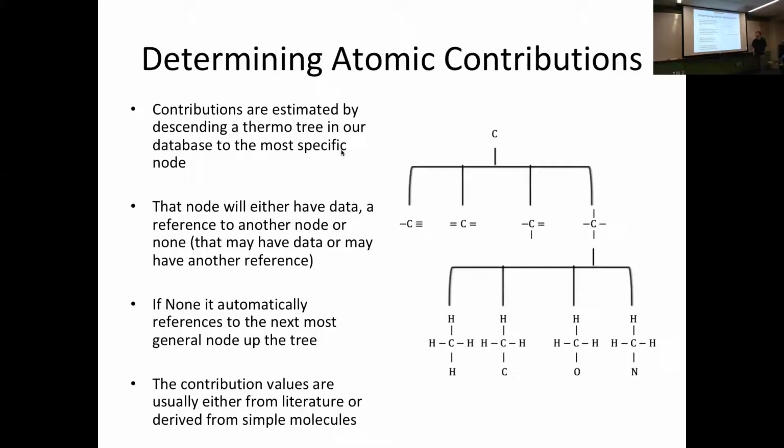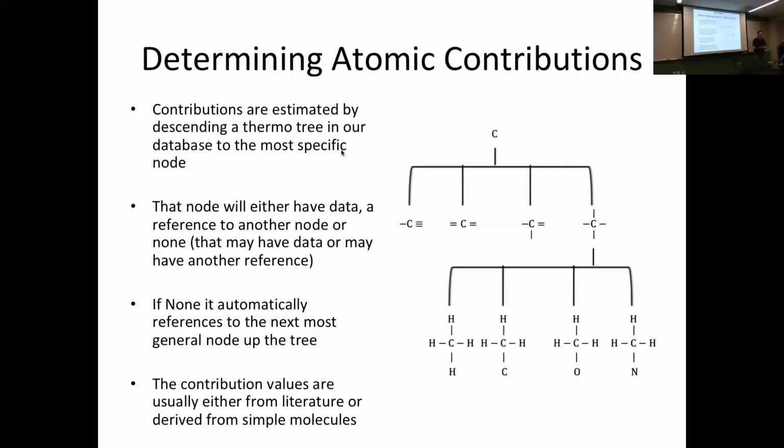And that would happen, say, in the case of this tree, if you had a C bonded to two H's, an O, and an N. Because when it hits this node, there won't be anything below it that matches it. And so it would stop there in this hypothetical tree. Our actual trees are much more complicated and have stuff all the way down here, especially for carbon.